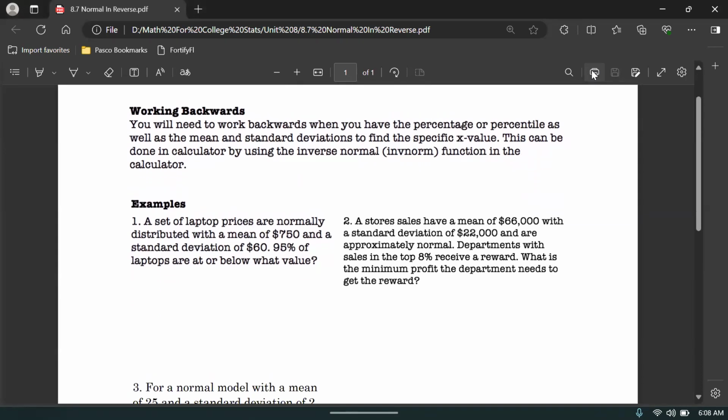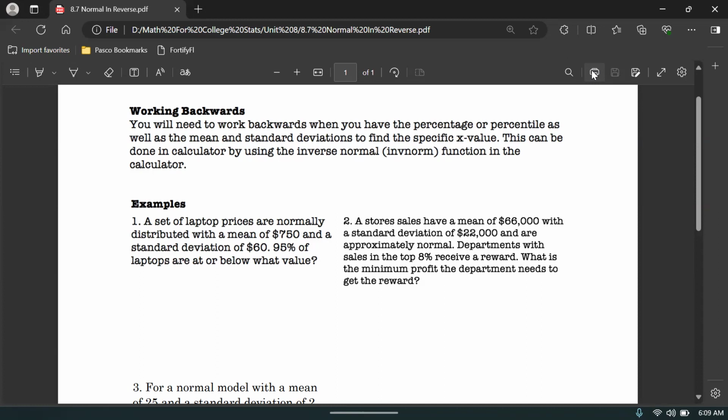So the idea here is normally we have some amount and we compare it to its mean and its standard deviation to see what percentile that amount is at, or how much percent is below that amount or above that amount, right? Or between two amounts, right? We look for that percentage or proportion. But here we are going to be given that percentage or proportion, and we're going to try and find what value that is at.